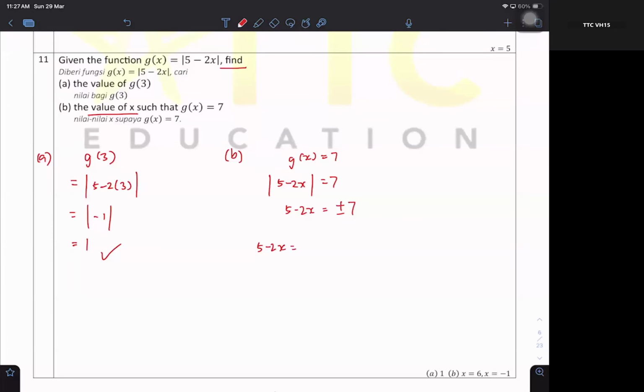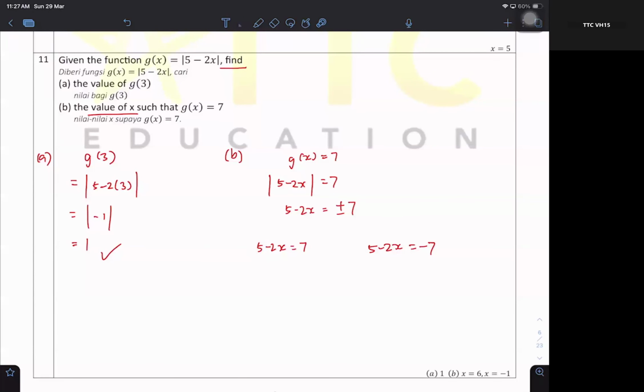5 minus 2x equals positive 7. 5 minus 2x equals negative 7. You split into two parts. One is positive 7, one is negative 7. Then in the end, you will have two answers.